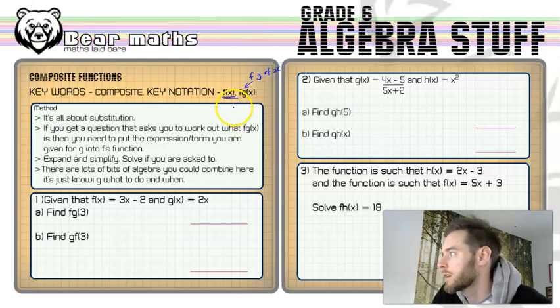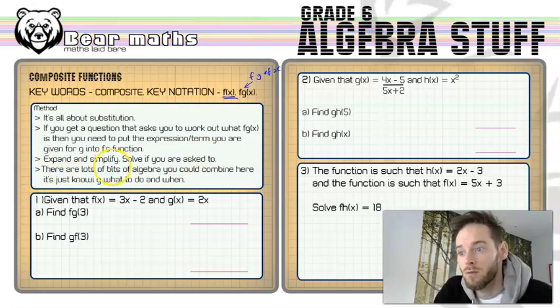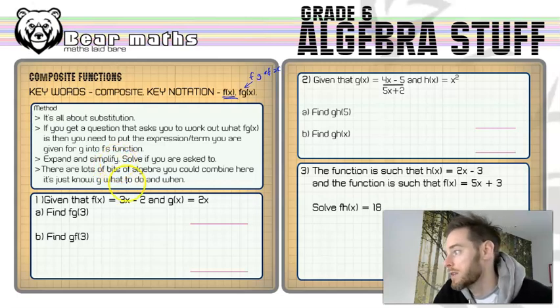Now the method, it's all about substitution. If you get a question that asks you to work out what fg of x is, then you need to put the expression or term that you're given for g into f's function. Expand, then simplify, solve if you're asked to. And there are lots of bits of algebra you could combine here. It's just knowing what to do and when. Again, it's all about combination of stuff that we've already learnt.